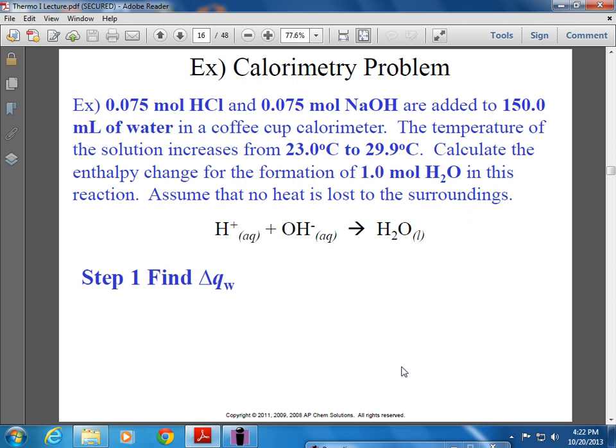So we've got our base reaction. There's our net ionic equation. We've got acids plus bases to give water. That's the net, just like we have been doing. Step 1 is find the q. q is equal to mc delta T.